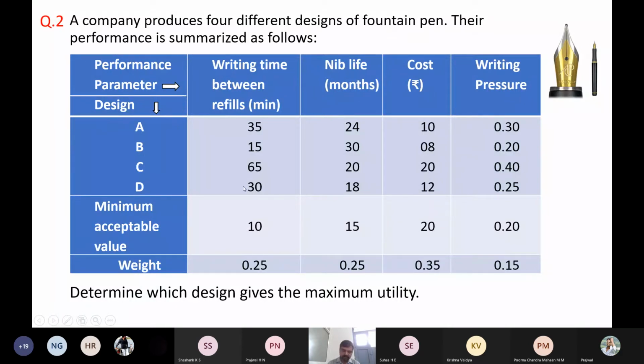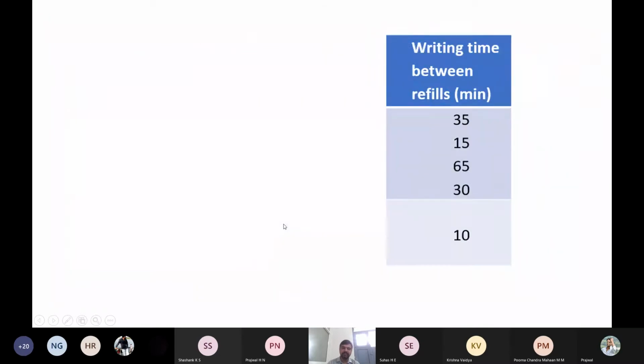Now, as we discussed in the previous class, these are the values of the various parameters. Next you have to find the utility numbers or preference numbers. Again, we are going to use the same equation: preference number P equals A log of the actual value divided by the minimum acceptable value, where A is the constant for each parameter.